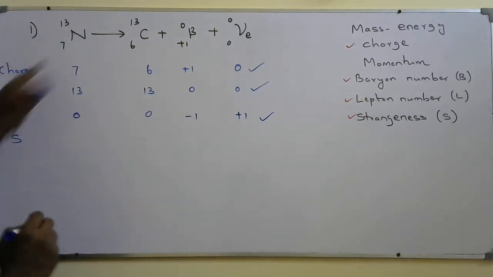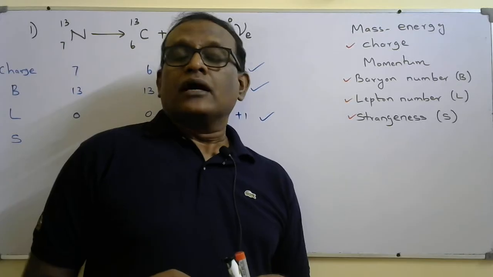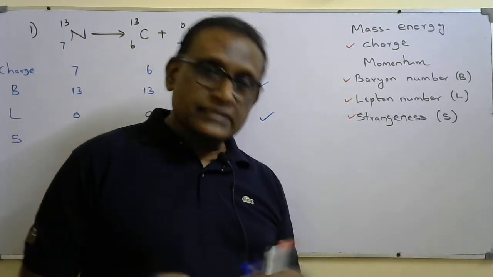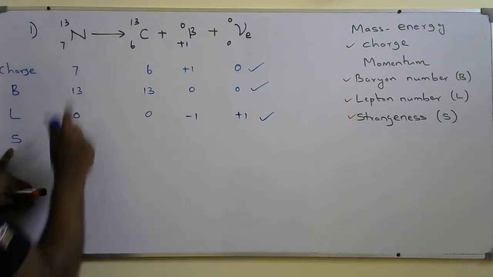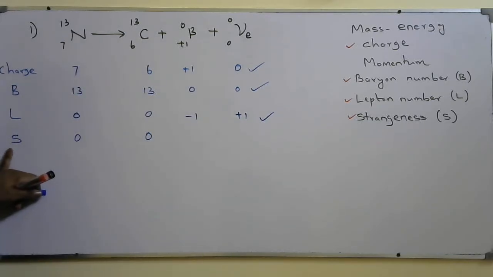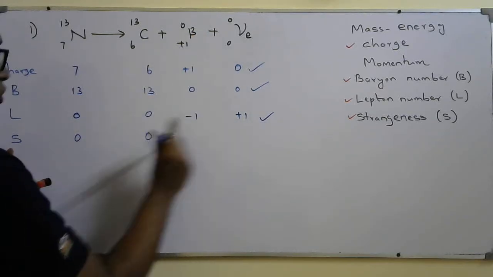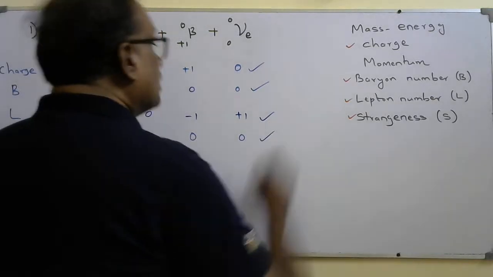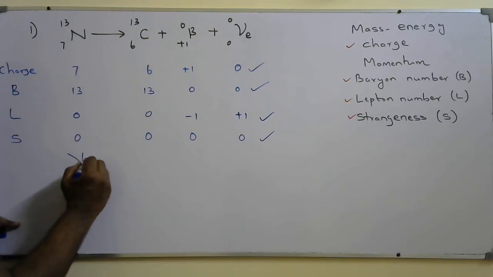Strangeness. You know the nucleus consists of protons and neutrons. Protons are made of up quarks and down quarks, neutrons also down quarks and up quarks, so they don't have any strange quark. So strangeness of up quark, down quark is 0. Same way the nucleus is 0, the nucleus has no strange quark. This is an anti-lepton, positron is an anti-lepton, no strange quark. This also has no strange quark, so that is conserved. So according to these 4 factors, it is a valid reaction.